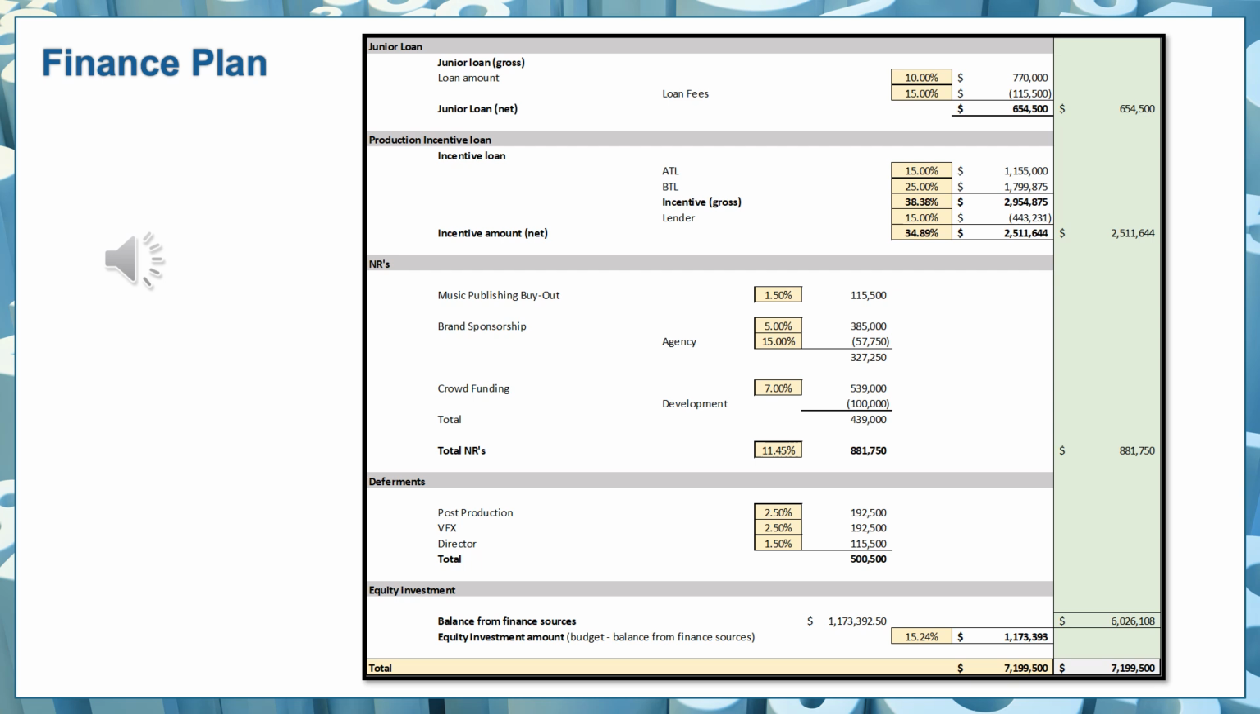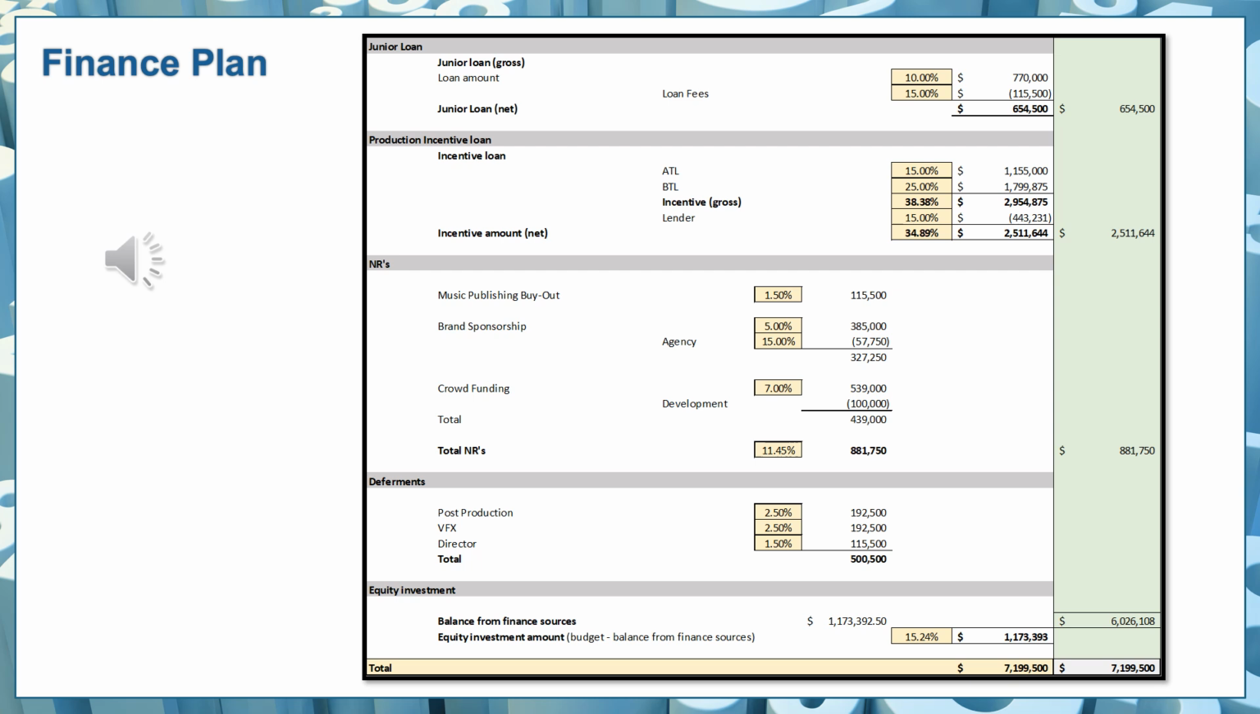The incentive loan is comprised of an above the line and below the line eligibility amount. 15% of the above the line is eligible, 25% of the below the line is eligible, leaving us with a gross incentive of 38% or $2,954,875. The lender will apply a fee of 15% that is deducted. So our net amount that we have available to cover the budget is $2,511,644.